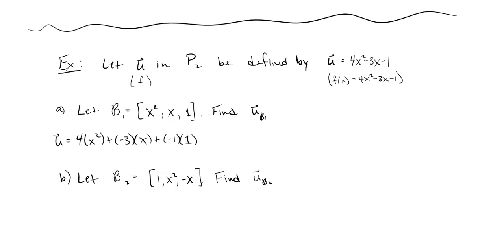So that tells us right away the scalars we need in a linear combination of these ordered basis vectors to make our vector u. Our vector 4x squared minus 3x minus 1 is exactly 4 copies of x squared plus negative 3 copies of x plus negative 1 copy of 1. There are our coordinates, right? Easy enough. And again, this is only made so easy by the fact that this was a standard basis that we started with.